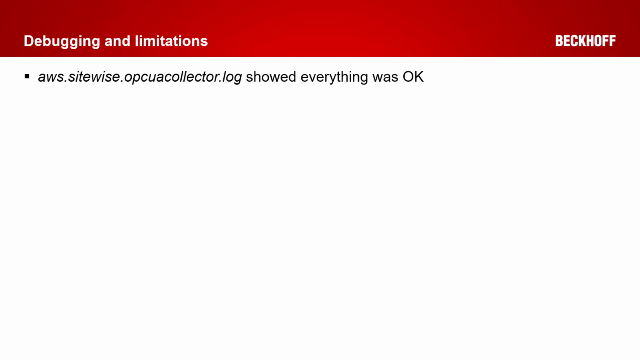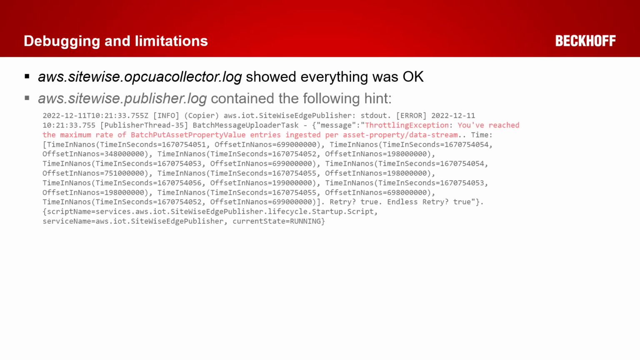The OPC UA collector log, that was the first thing I checked, right? And it showed that everything was fine. An OPC UA connection to the server was established. The client successfully connected to the server. The data points were subscribed and also data values were coming in. So everything seemed to be perfect on the OPC UA level. Okay. Then I checked the publisher log, and this log file instead contained a very useful hint.